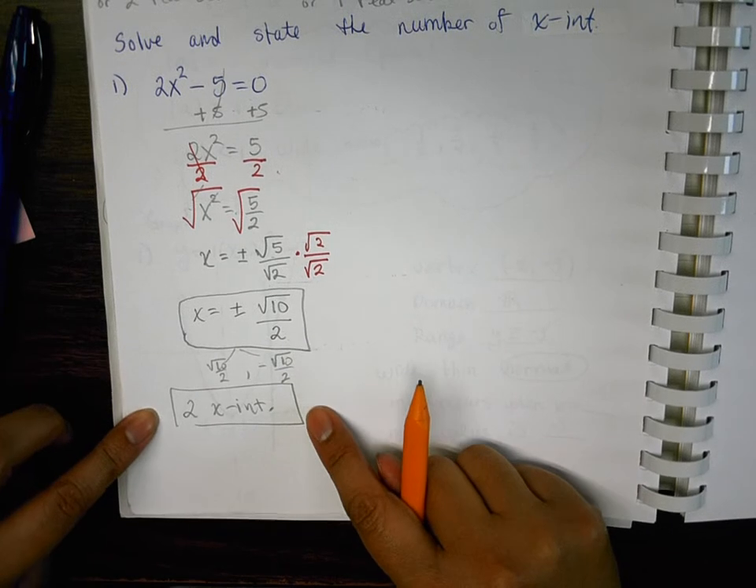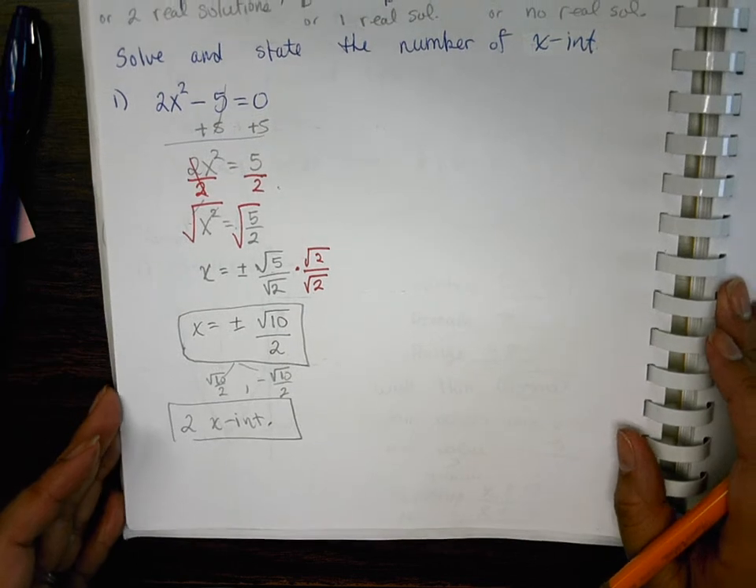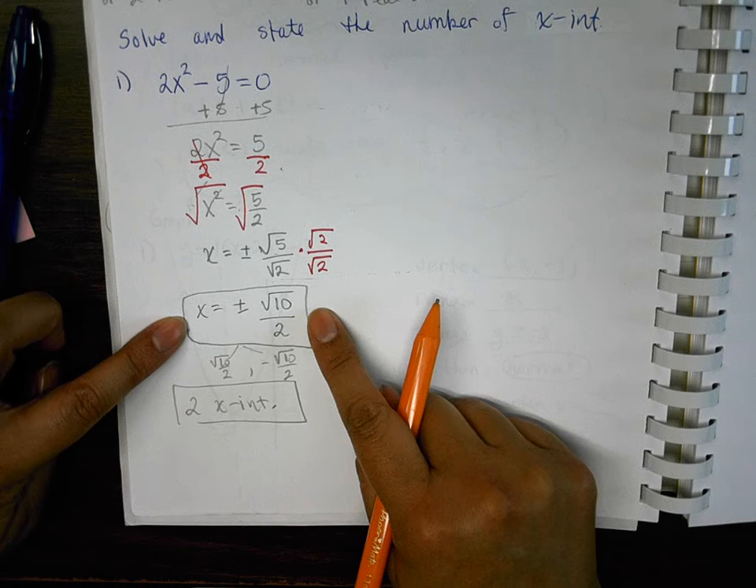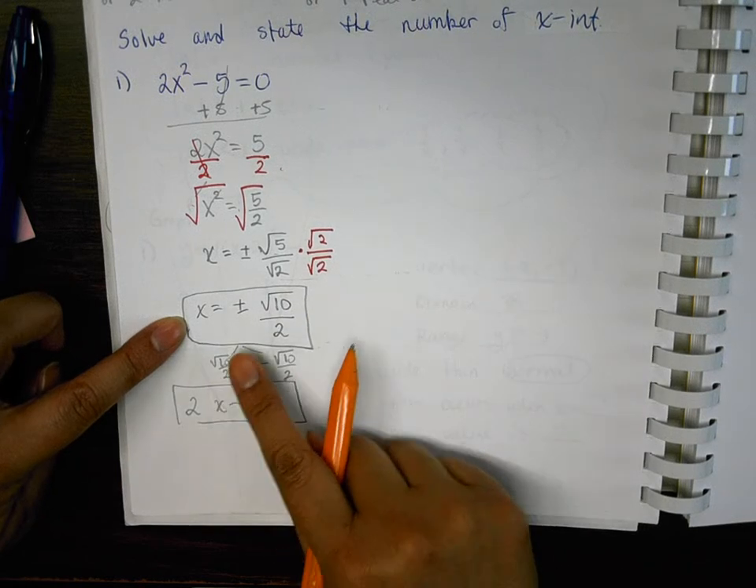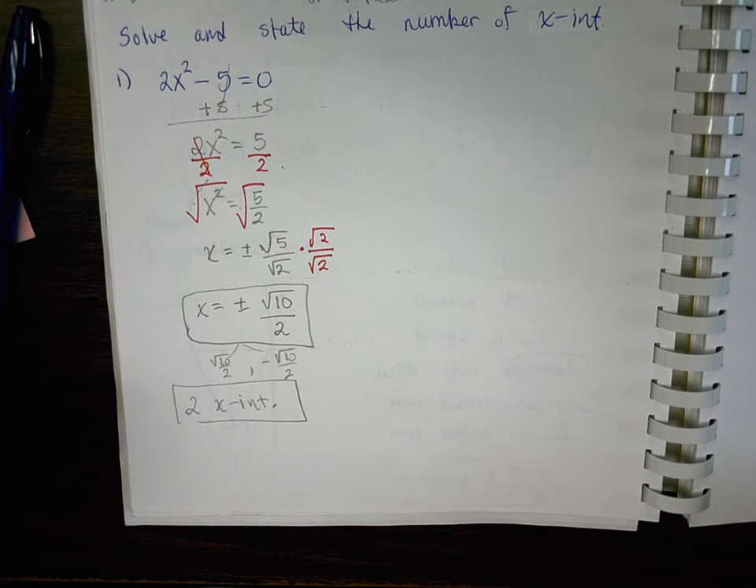And I really want to quickly talk about why these are x-intercepts, because I haven't addressed that yet. How are there two? x equals plus or minus. The positive root 10 over 2 is a solution, and the negative. Got it? Okay.